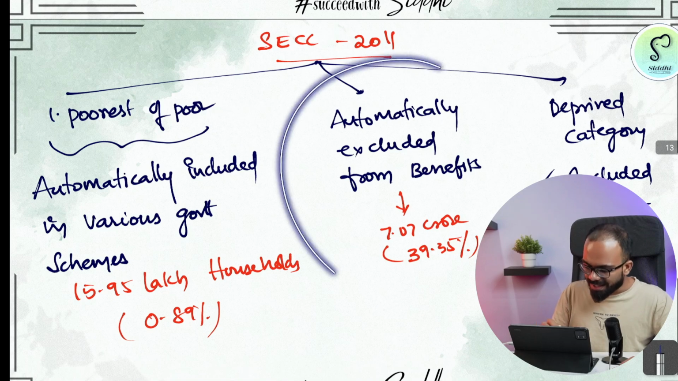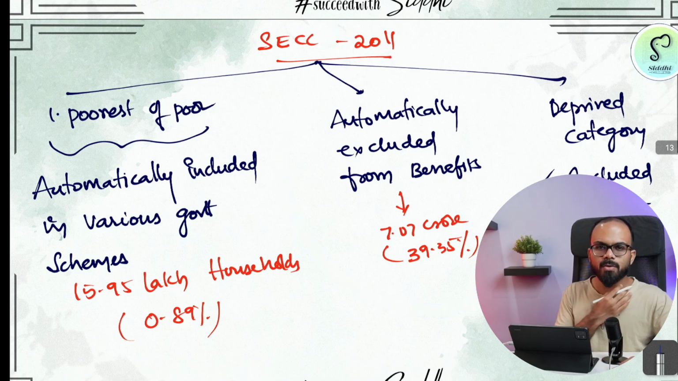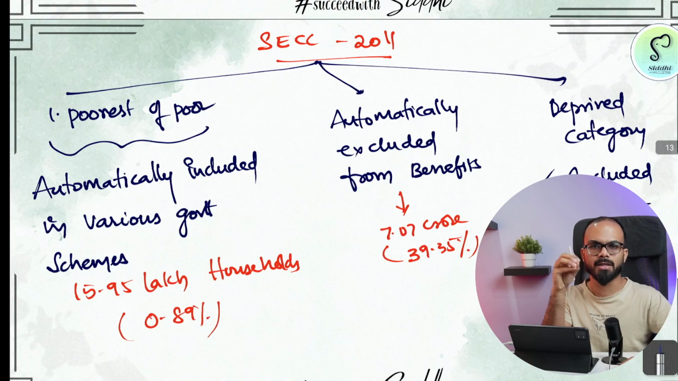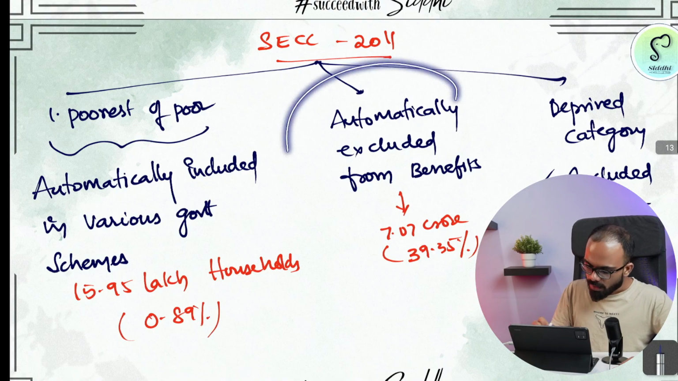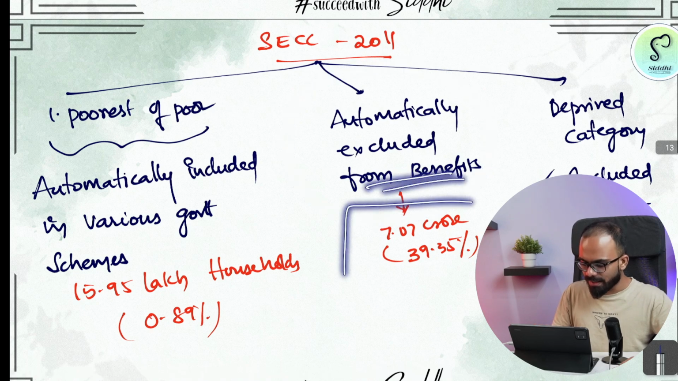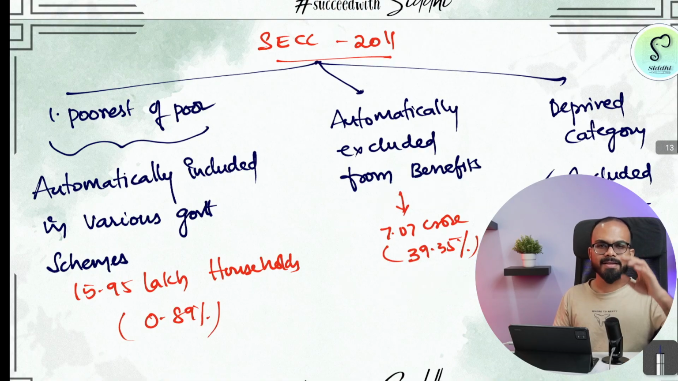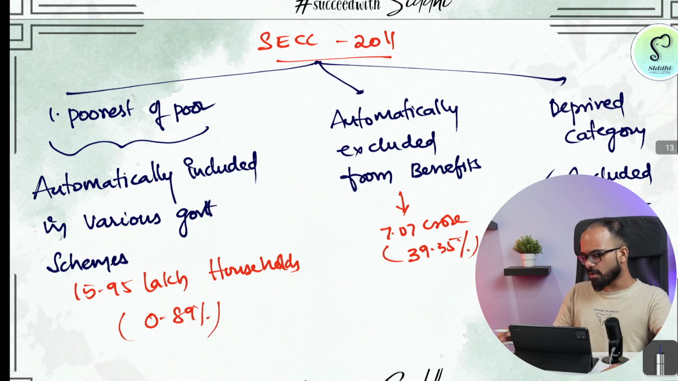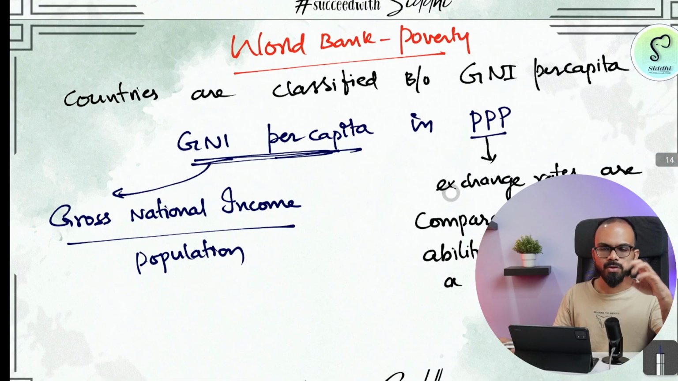The second category of people is those who are automatically excluded from all the benefits. This list is exhaustive. This list is decided based on various parameters, including if someone has a three-wheeler or a four-wheeler, they were excluded from the benefits. There are around 39.35% of people who belong to this category. And the third category is considered as the deprived category. Deprived category people are eligible for all schemes, but they will be included based on the scheme specifications and the application process. So this is more than enough for us with respect to the socio-economic caste census.